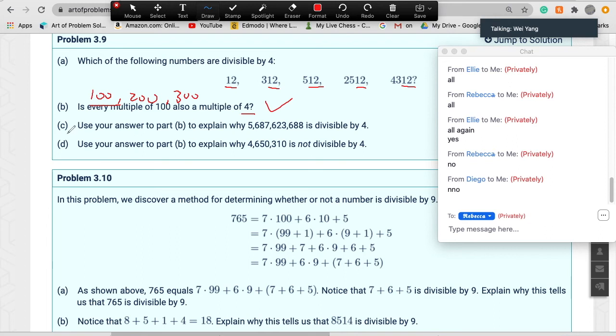Now let's go to C. Use your answer to part B to explain why this one is divisible by 4.